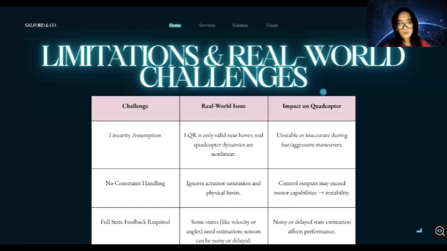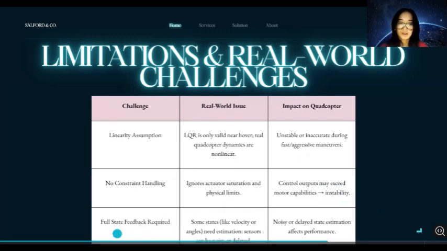Next, we will start on the limitations and real-world challenges. The first challenge is linearity assumption. The issue is LQR is only valid near hover. Real quadcopter dynamics are nonlinear. The impact on the quadcopter is that it can be unstable or inaccurate during fast or aggressive maneuvers. The second challenge is no constraint handling. The issue is it ignores actuator saturation and physical limits. The impact on the quadcopter is that the output may exceed motor capabilities, which can lead to instability.